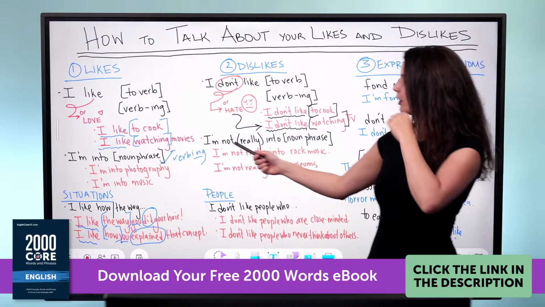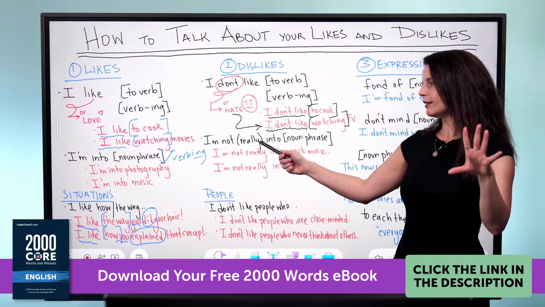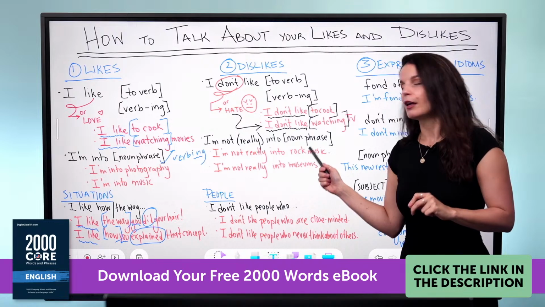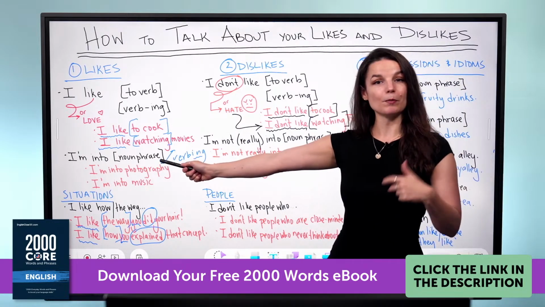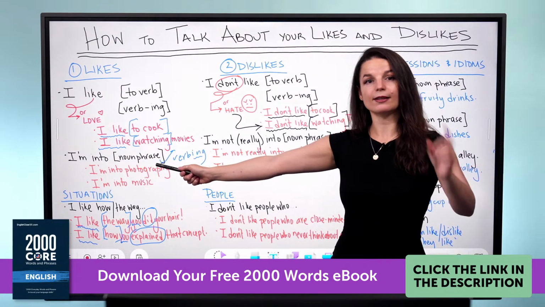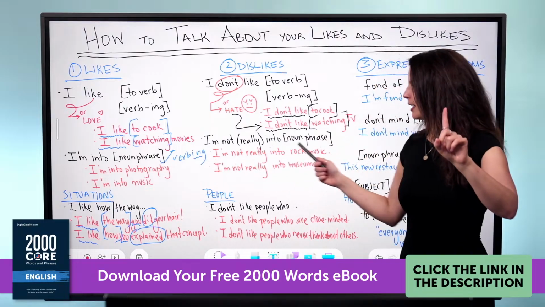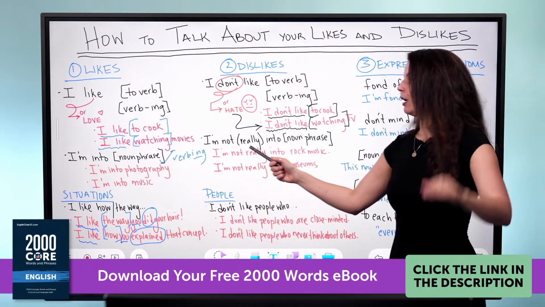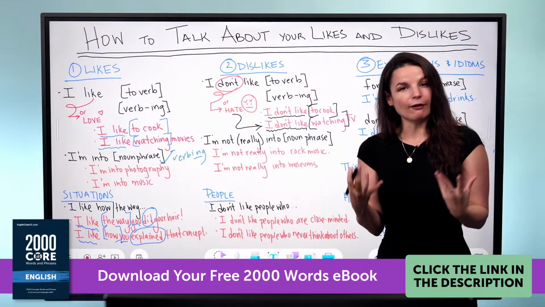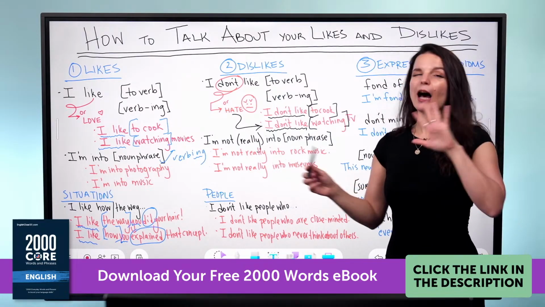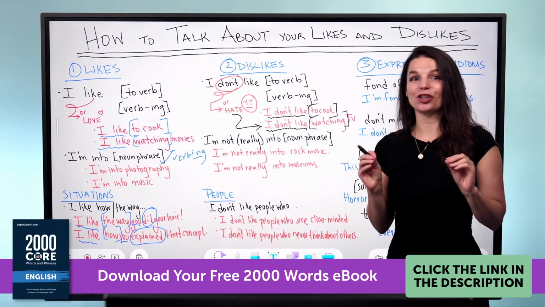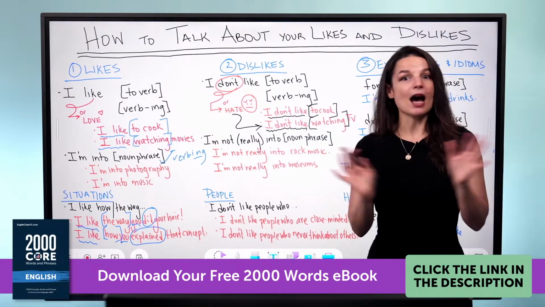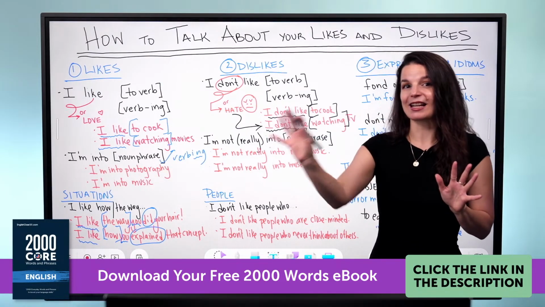The next pattern is I'm not really into noun phrase. We practiced the positive form, I'm into noun phrase, in part 1. This one is the negative. I'm not makes it negative. And we can make it softer with really. I'm not really into noun phrase is a soft way to say I'm not so interested in noun phrase.